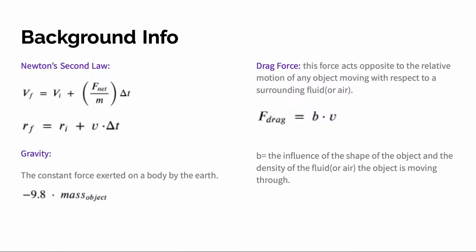Some background info about this lab: we used Newton's second law to calculate the final velocity and final position for the ball as it moved through time. The gravity force is calculated by multiplying negative 9.8 times the mass of the object. For part of this lab, we were to calculate a drag force, which is the force that acts opposite to the relative motion of any object moving with respect to a surrounding fluid or air.